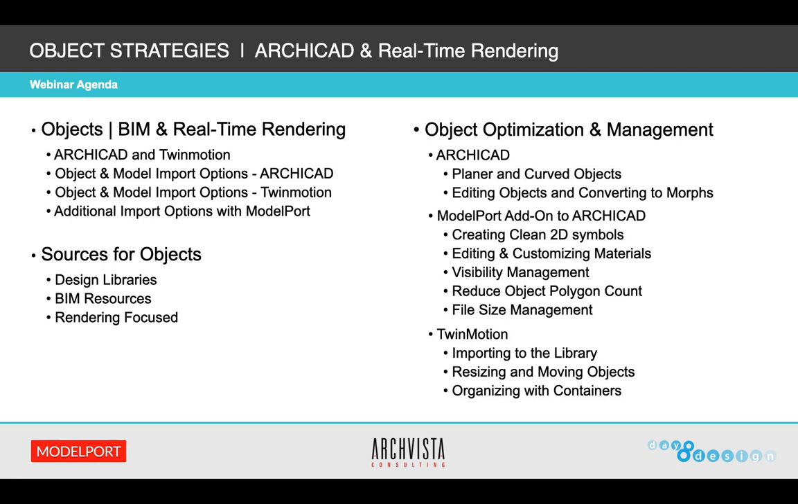We'll review importing into ARCHICAD, including planar and curved objects, editing objects and converting to morphs. We'll then review ModelPort add-on to ARCHICAD, including creating clean 2D symbols, editing and customizing materials, visibility management, reducing object polygon count, and file size management. And finally, we'll review Twinmotion in terms of importing to the library, resizing and moving objects, and organizing with containers.